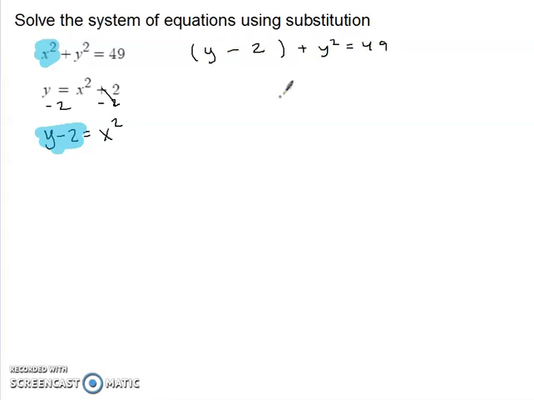Y minus 2 is my x squared, and this is something that I can factor and solve. So y squared plus y minus 2 equals 49. I go ahead and subtract that 49 over, and we can solve. Now the only difference here is that you will actually be solving for y first instead of x, but either way it's just a second approach to solving this system of equations.